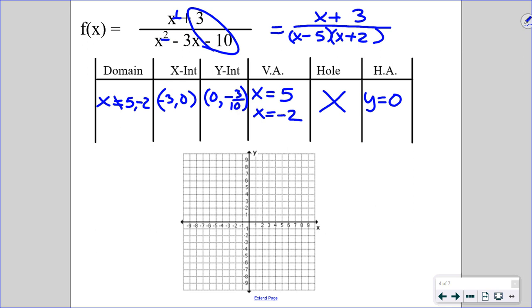All right, you guys, let's just see what happens. So we have two VAs, x equals 5 and x equals negative 2.